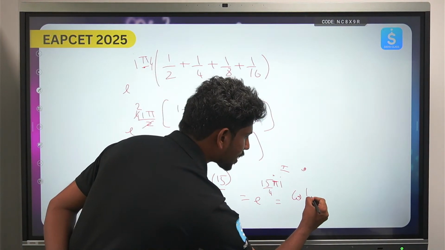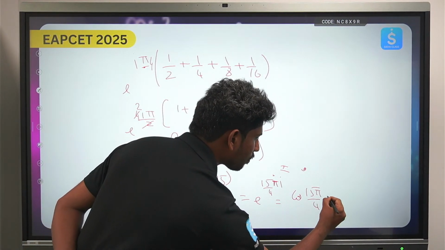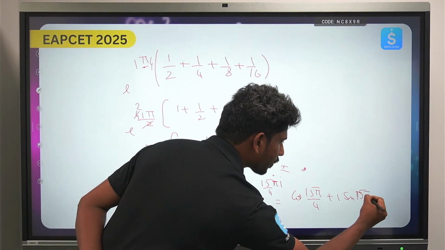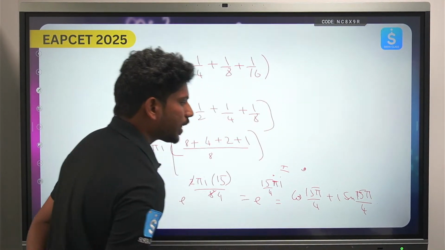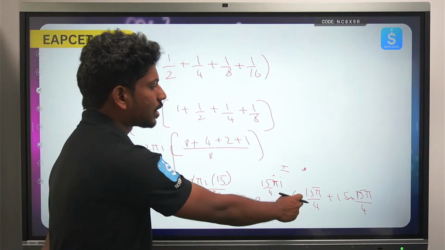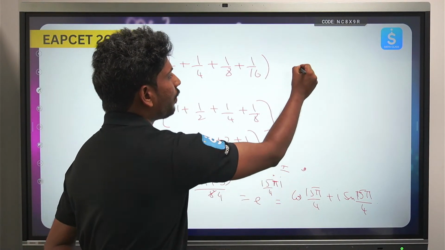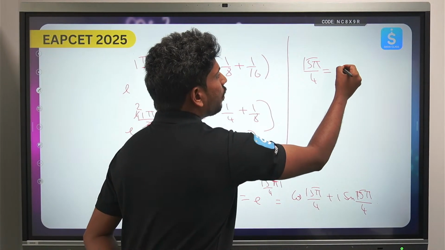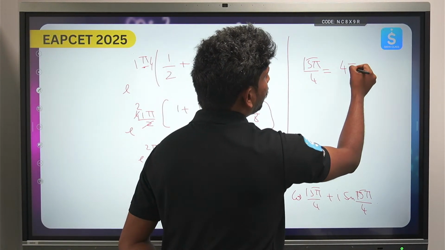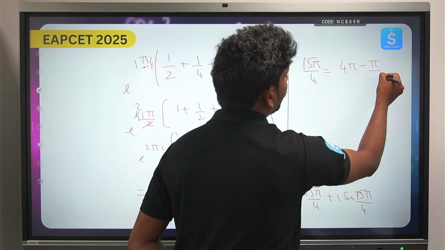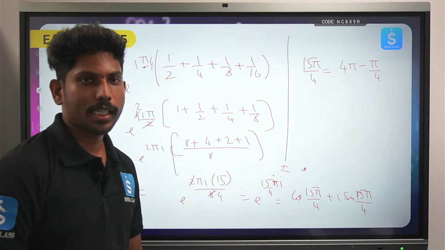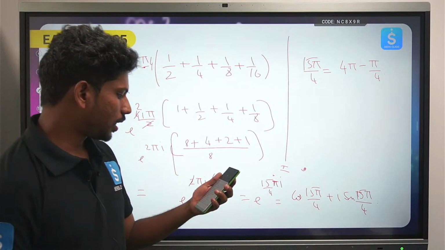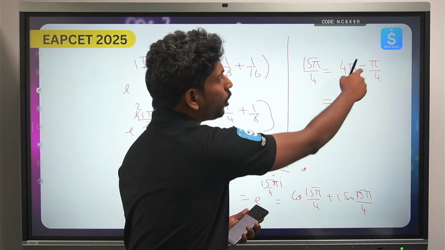So this can be written as cos 15 pi by 4 plus i sin 15 pi by 4. So now what can I write, how can I write this? Cos 15 pi by 4, look here, 15 pi by 4 can I write it as 4 pi minus pi by 4? Can I write like this? 4 pi minus pi by 4. Yeah.